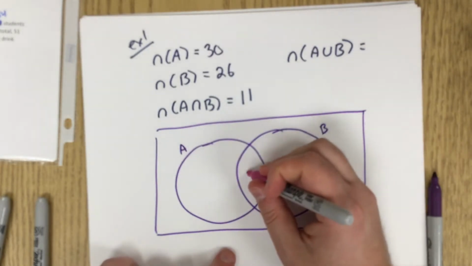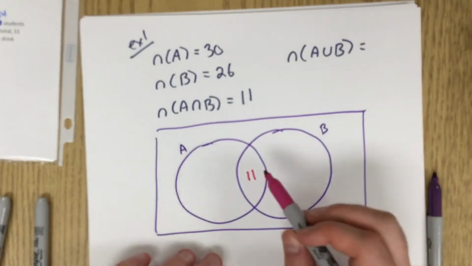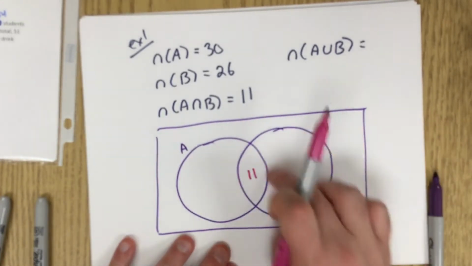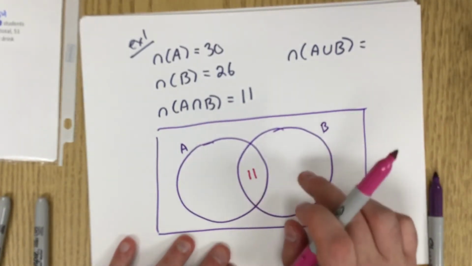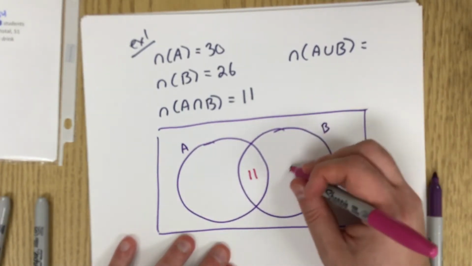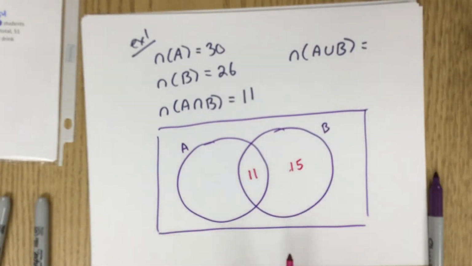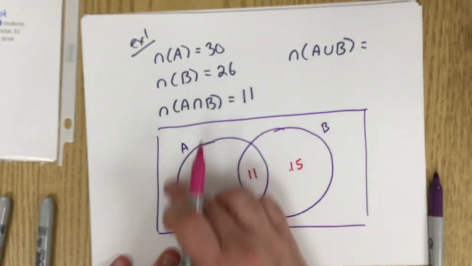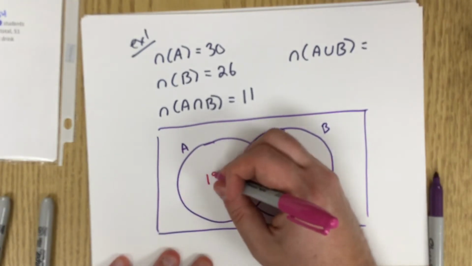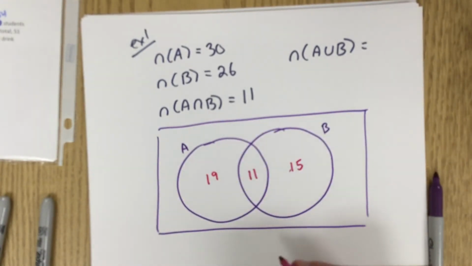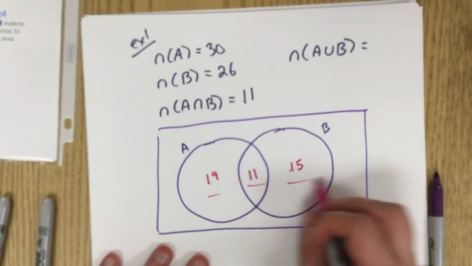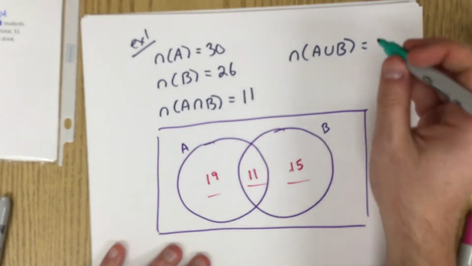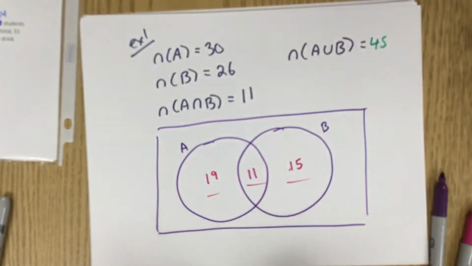So we know that's going to be 11, because the number in A and B is 11. Now we know that these have to add up to 26, and if 11 of them are there, then 26 minus 11, there's 15 over there. Similarly, we can look at this one over here. There's going to be 30 in total in A, so if we subtract, we're going to get 19. Now the question is asking what's in A or B, and that's going to be 30 plus 15, and the answer to that is 45.